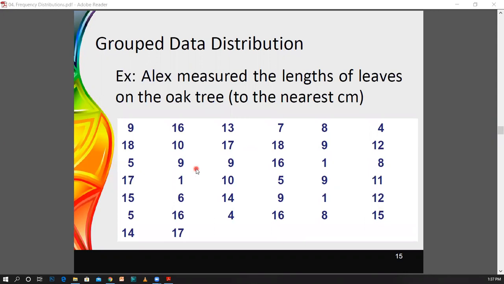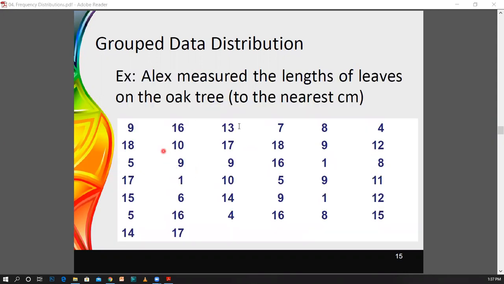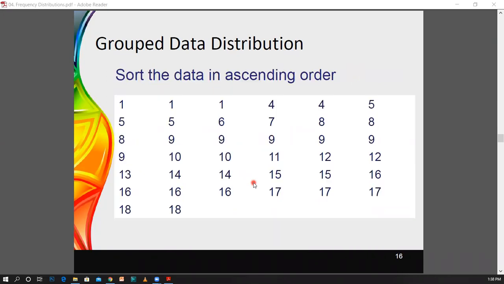Now you can compare these two data sets. In the initial data set, you cannot even identify what the minimum is and what the maximum is. But once you see the sorted data set, you can see that the minimum is 1 and the maximum is 18. Therefore, this is one advantage of sorting the data.